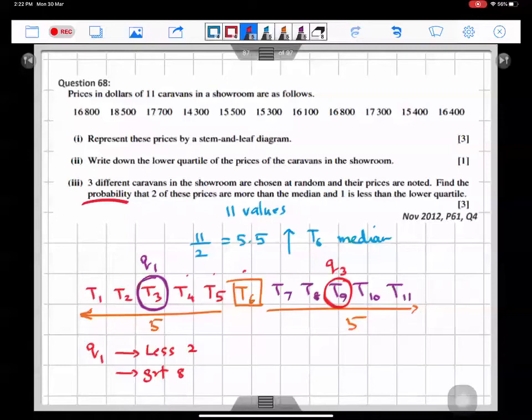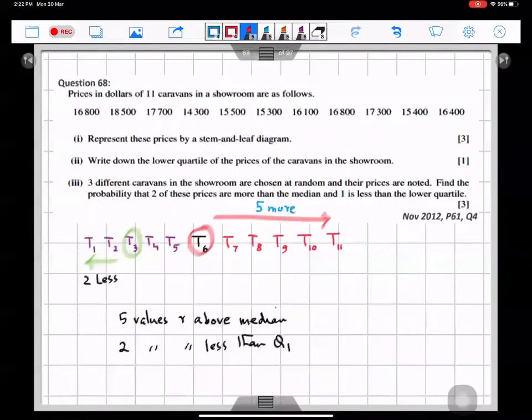Okay, now 3 different caravans in the showroom are chosen at random and the prices are noted. Find the probability that 2 of these prices are more than the median and 1 is less than lower quartile. Now I have refined that question and I'm simply focusing on what is being asked. More than median, 5 values. Less than lower quartile, 2 values.